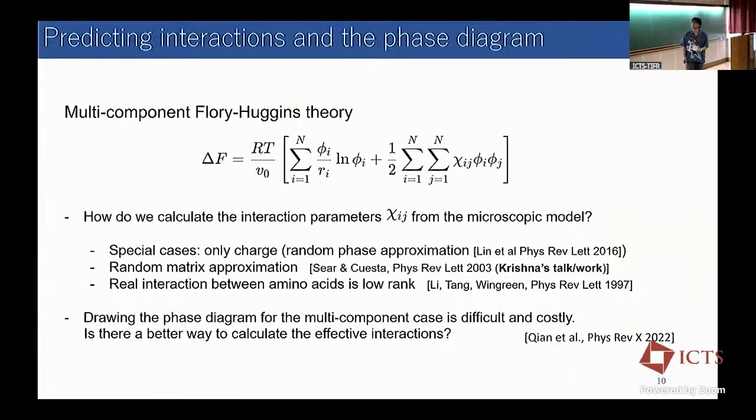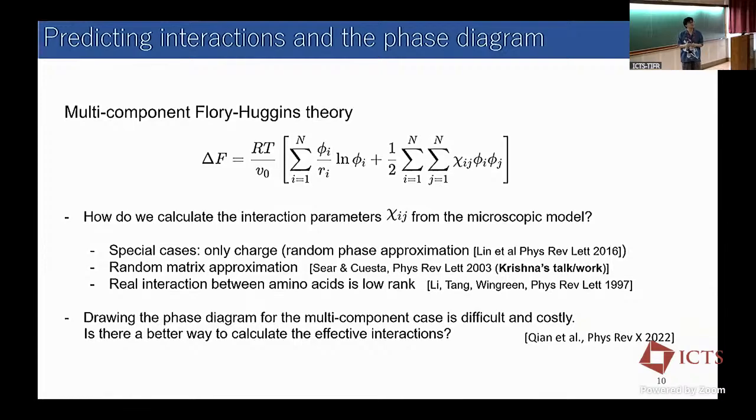Okay, just a small note on the relation to macroscopic theory. You might think that this is just a multi-component Flory-Huggins theory, so why don't you use that? The question we're posing is that, in principle, if we have this, we may be able to get the phase diagram. But how do we know this chi parameter? This chi parameter is the interactions between the different sequences. And we basically want to know how we can get from the microscopic parameters to this macroscopic interaction between the sequences.